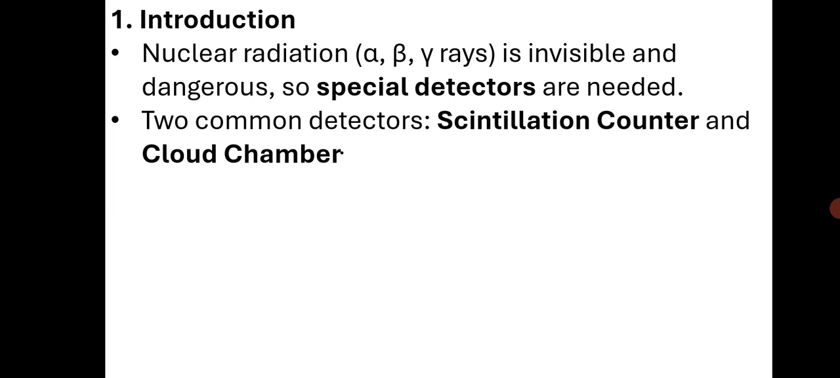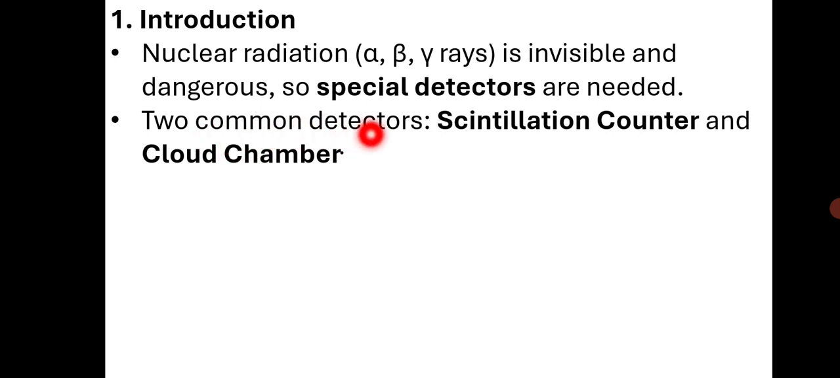So a brief introduction to the lesson. Nuclear radiations such as alpha, beta, and gamma are invisible. They are invisible, meaning you cannot see them with your naked eyes. But at the same time, they are dangerous. Therefore, we need to detect them. So special detection methods are needed.